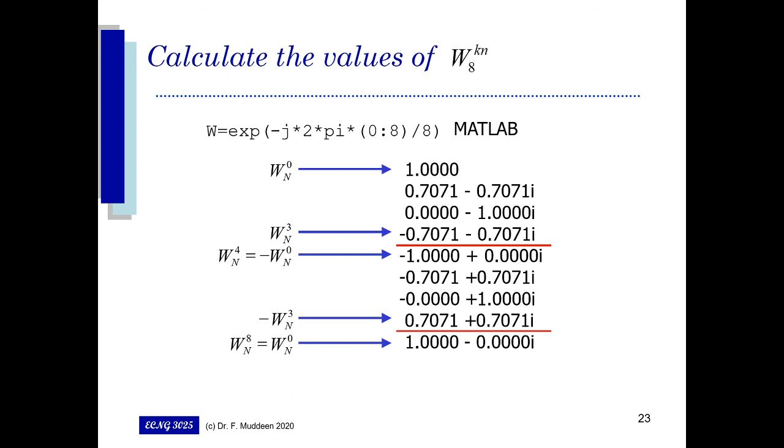Also, because of the periodicity and symmetry properties of the twiddle factors, you don't need to calculate all 8 values. You only need the first 4, and the remaining 4 are just the negative of the first 4. And anything that exceeds the indexes is just a simple rotation because of the periodicity property.